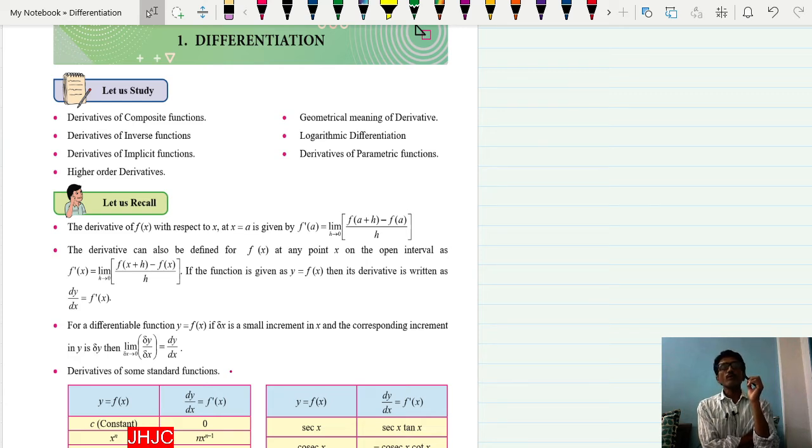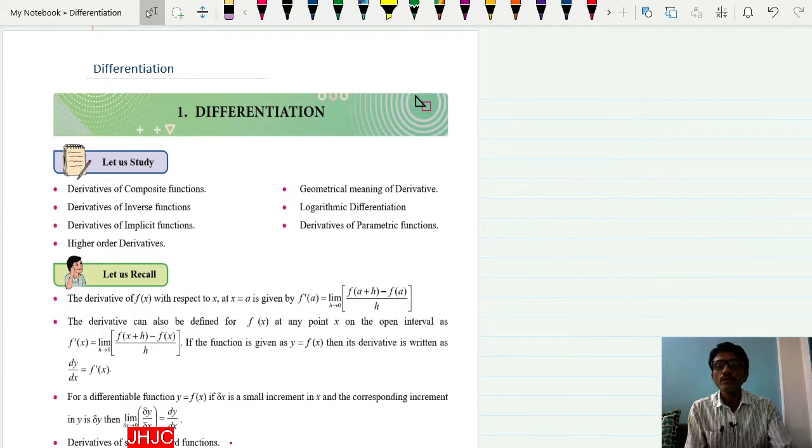So before going to start, we are going to revise some basic concepts which we have already studied in 11th standard. 11th standard में हमने डिफरेंशिएशन का डेफिनेशन पढ़ा था और कुछ बेसिक फॉर्मूले, दैट इज differentiation of standard functions that we have studied, formulae. So we are going to revise all those formulae in this video.